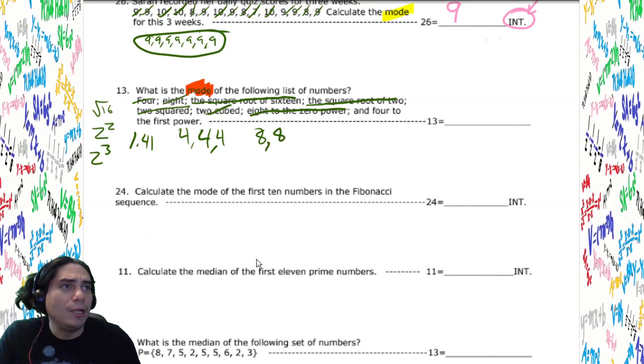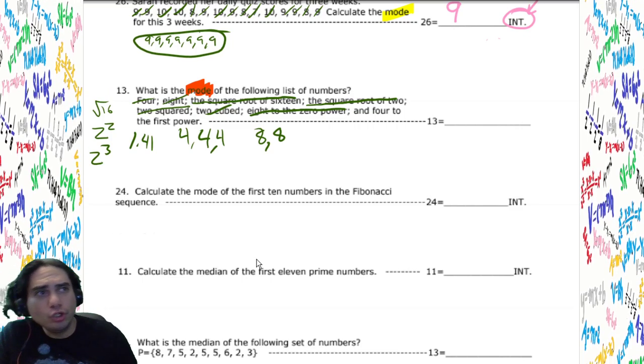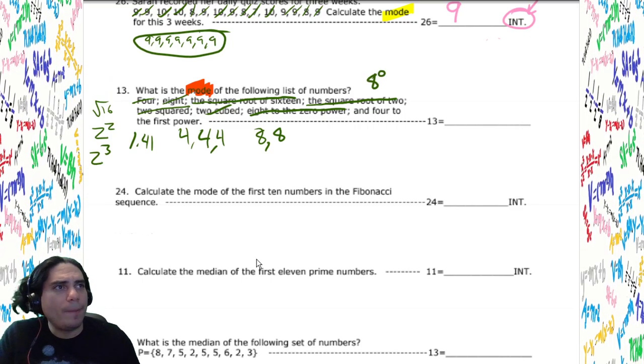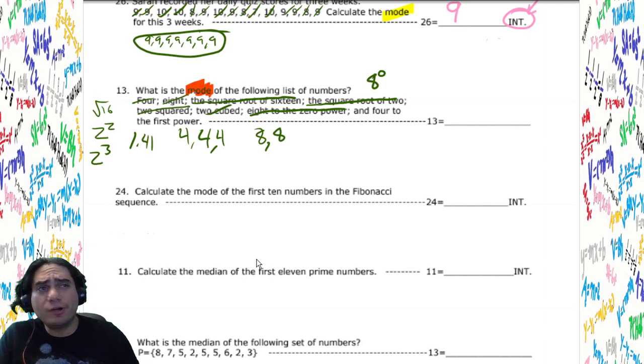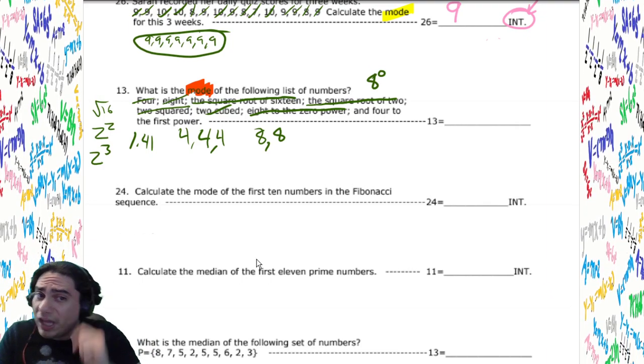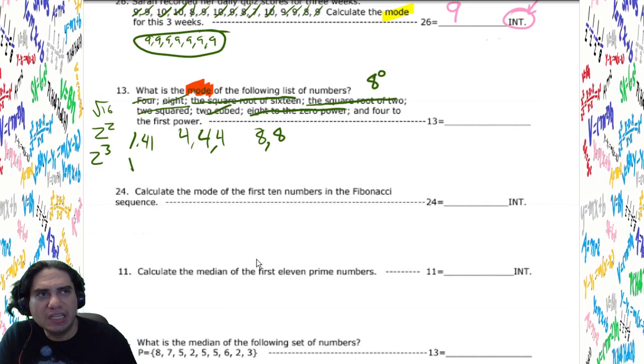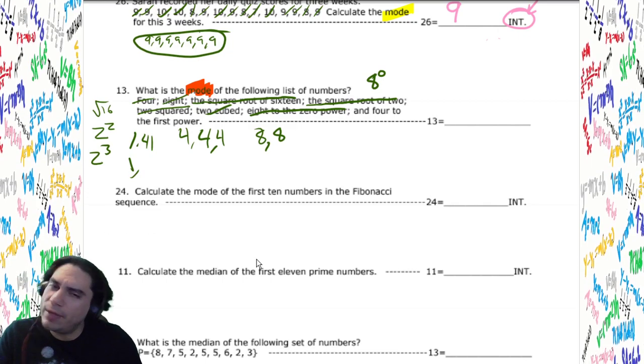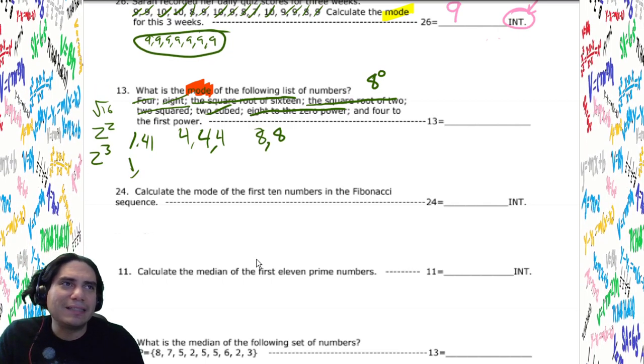8 to the 0 power. So you might remember that. 8 to the 0 power. Anything to the 0 power is 1. Yes, good old 1. So we got 1 right there. It doesn't look like this is going to be it.